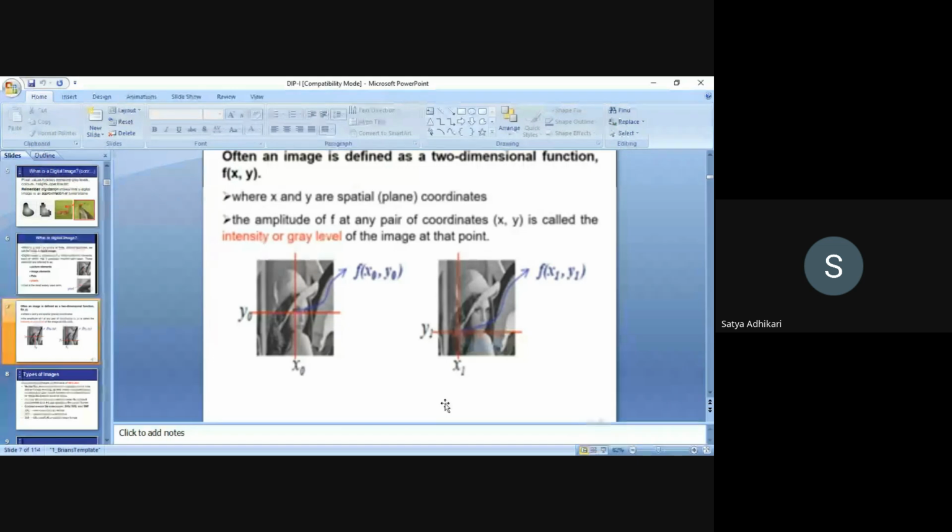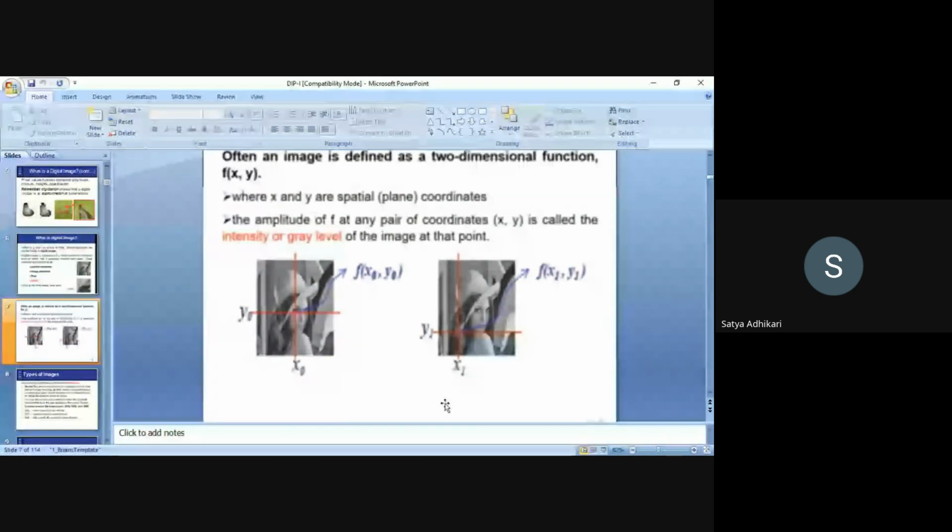The location x1 y1 is another pixel in that image. It's not x0 y0; x0 y0 and x1 y1 are different. And f of x1 y1 is also the intensity level or gray level value of the pixel x1 y1. So every pixel has its own gray level value.